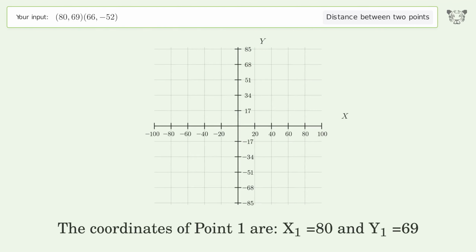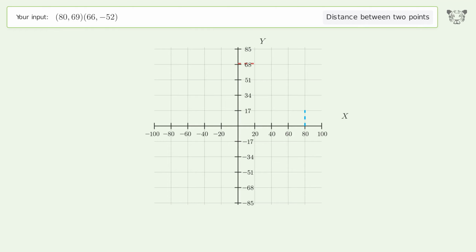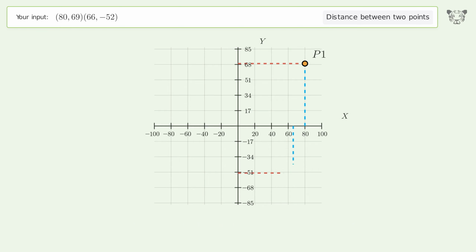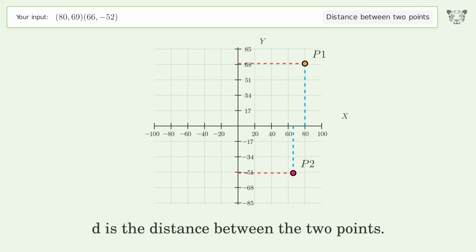The coordinates of point 1 are x1 equals 80 and y1 equals 69. The coordinates of point 2 are x2 equals 66 and y2 equals negative 52. D is the distance between the 2 points.